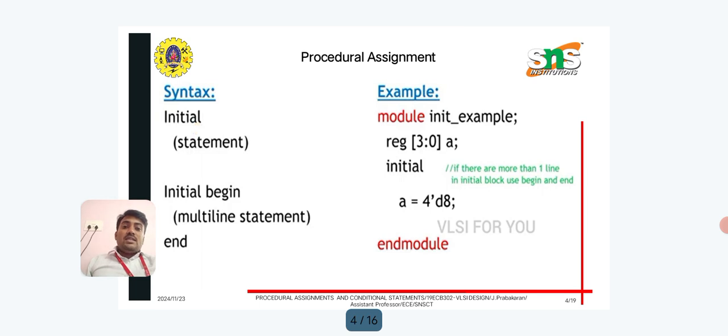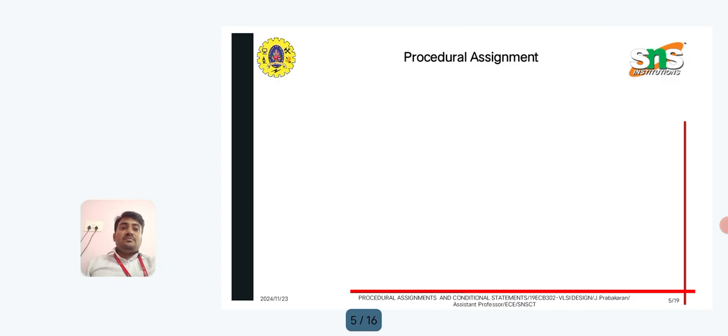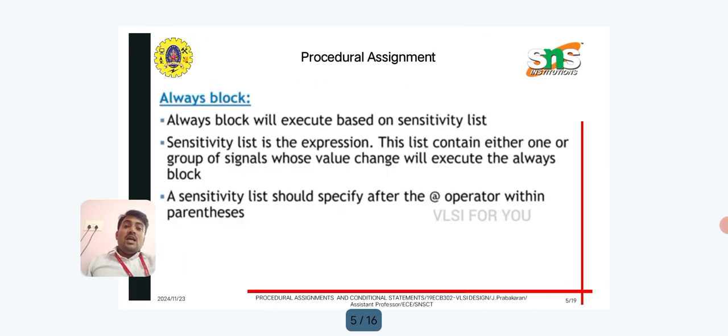The second part of the syntax is initial with multiple lines. If we have multiple lines, start with begin and end. This is the syntax for the initial block. And next one is the always block.